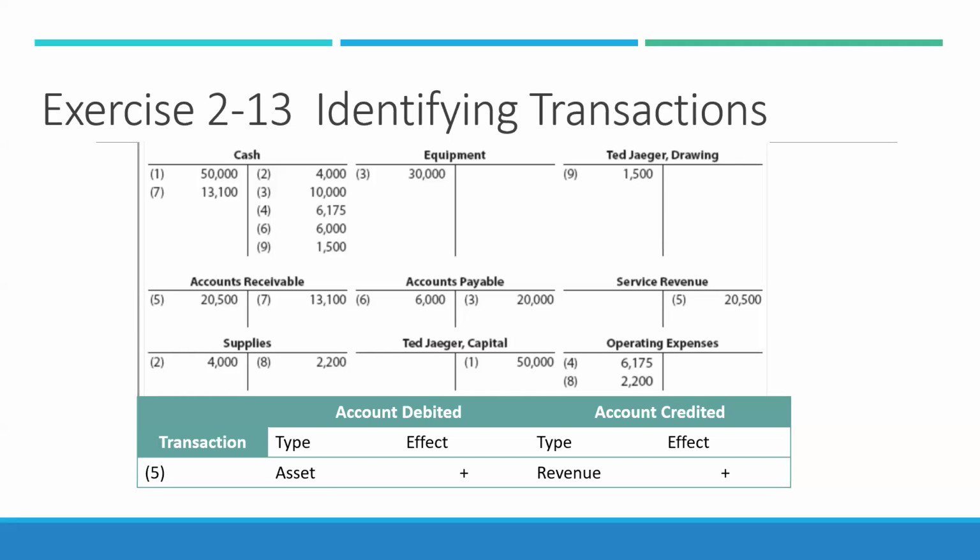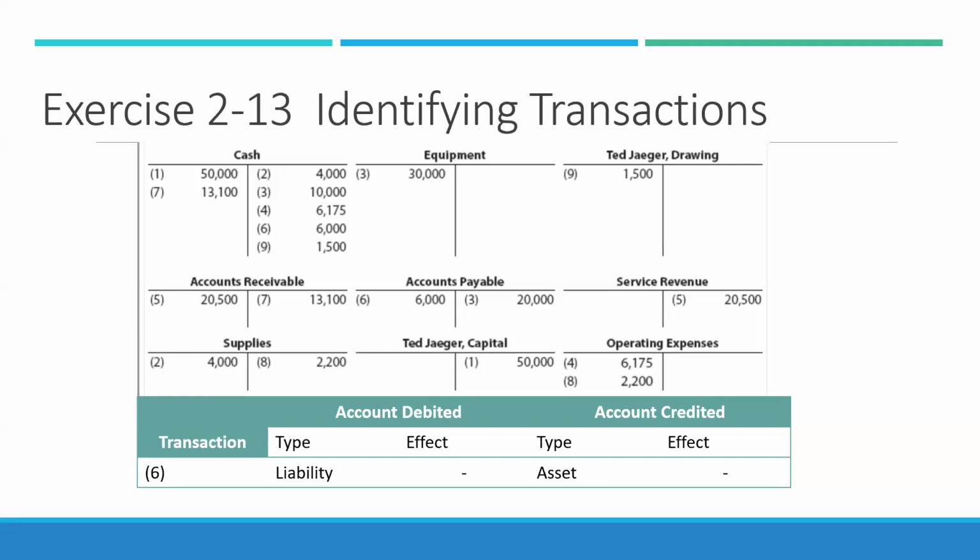Next, number 5. Accounts receivable of 20,500 and service revenue at 20,500. What happened here, guys? They earned some revenues, but they haven't received the cash yet. So that's why it's an accounts receivable.